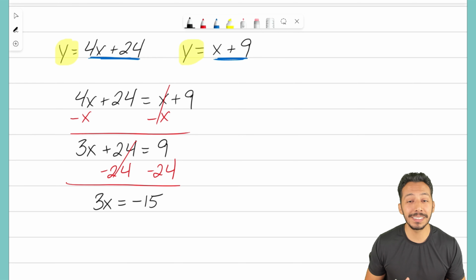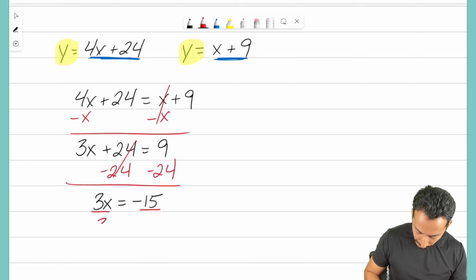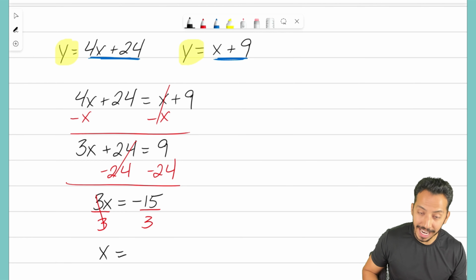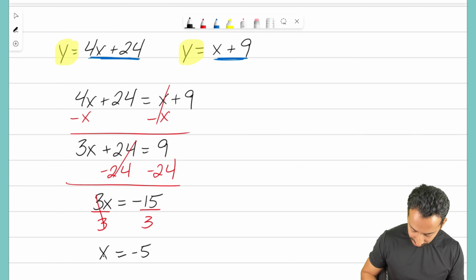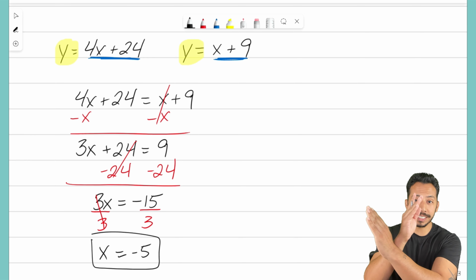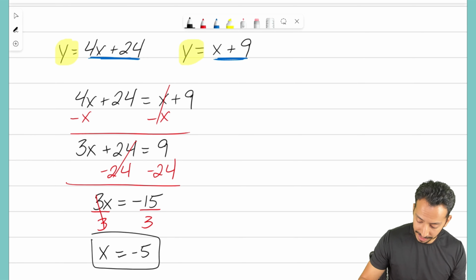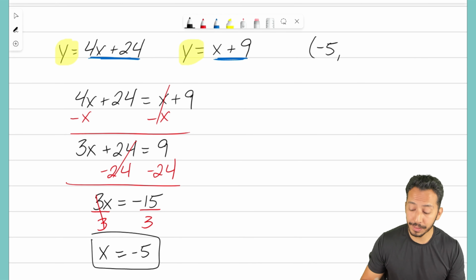The last step is I have 3 x's. I want 1 x. To get x by itself, we need to divide both sides by 3, our coefficient of 3. I'm left with x equals negative 15 divided by 3, which is negative 5. We are trying to find the point of intersection of these two lines. That is a coordinate point. I now know that x is going to be negative 5.